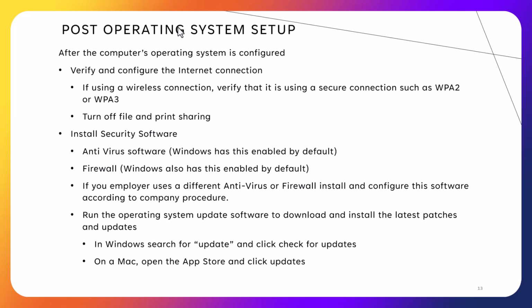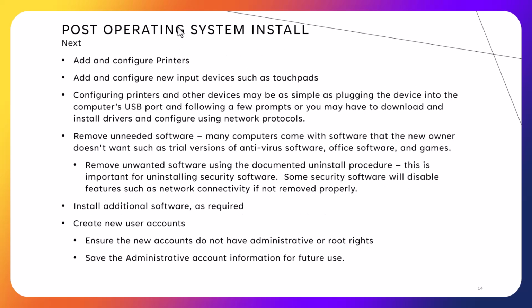Run the operating system updates, and to do that in the Windows environment, you're going to click on the Windows tab, search for update, and then click on the update, and then check for updates. On a Mac, open the App Store and check for updates. Next, you want to add and configure printers. Add and configure any new input devices like touchpads, trackballs, anything that's new.